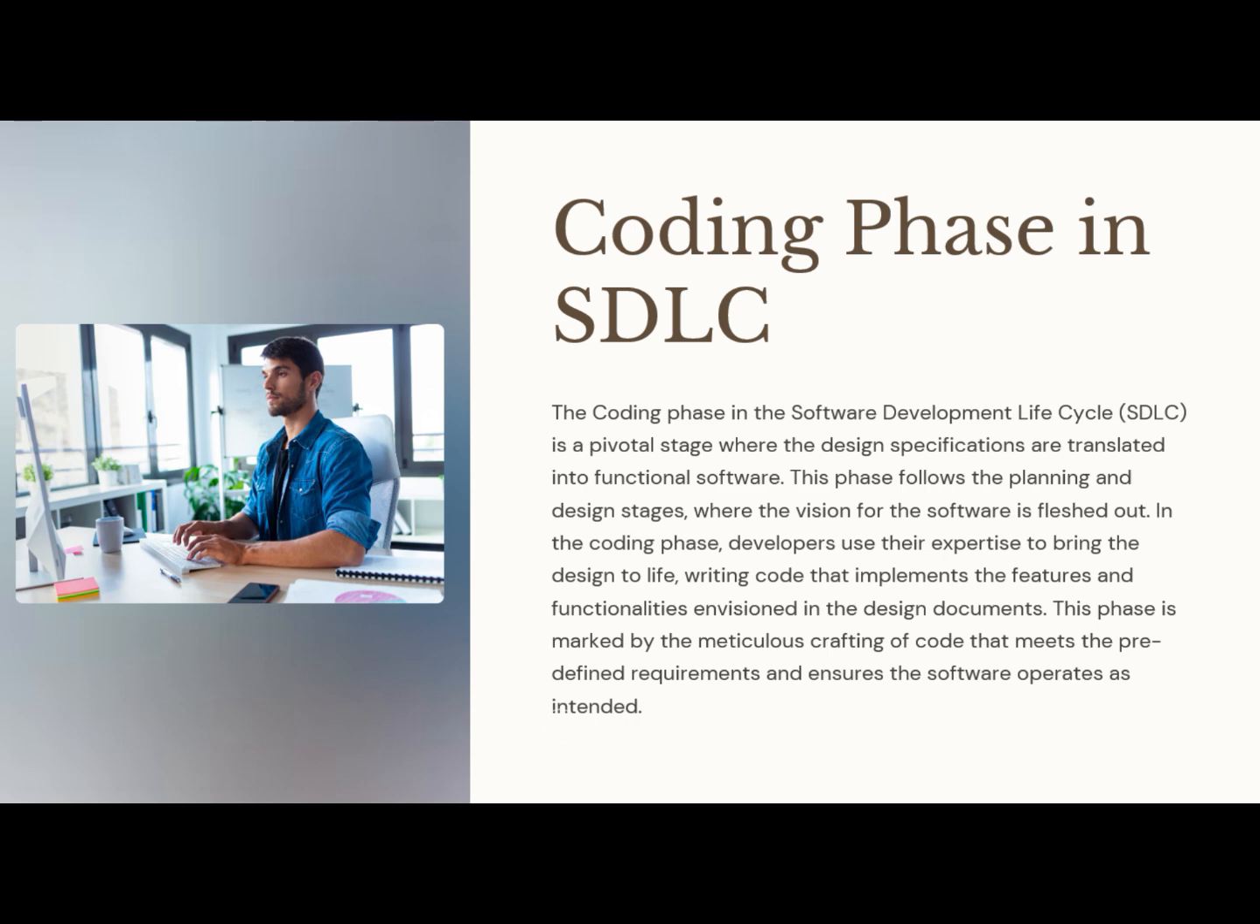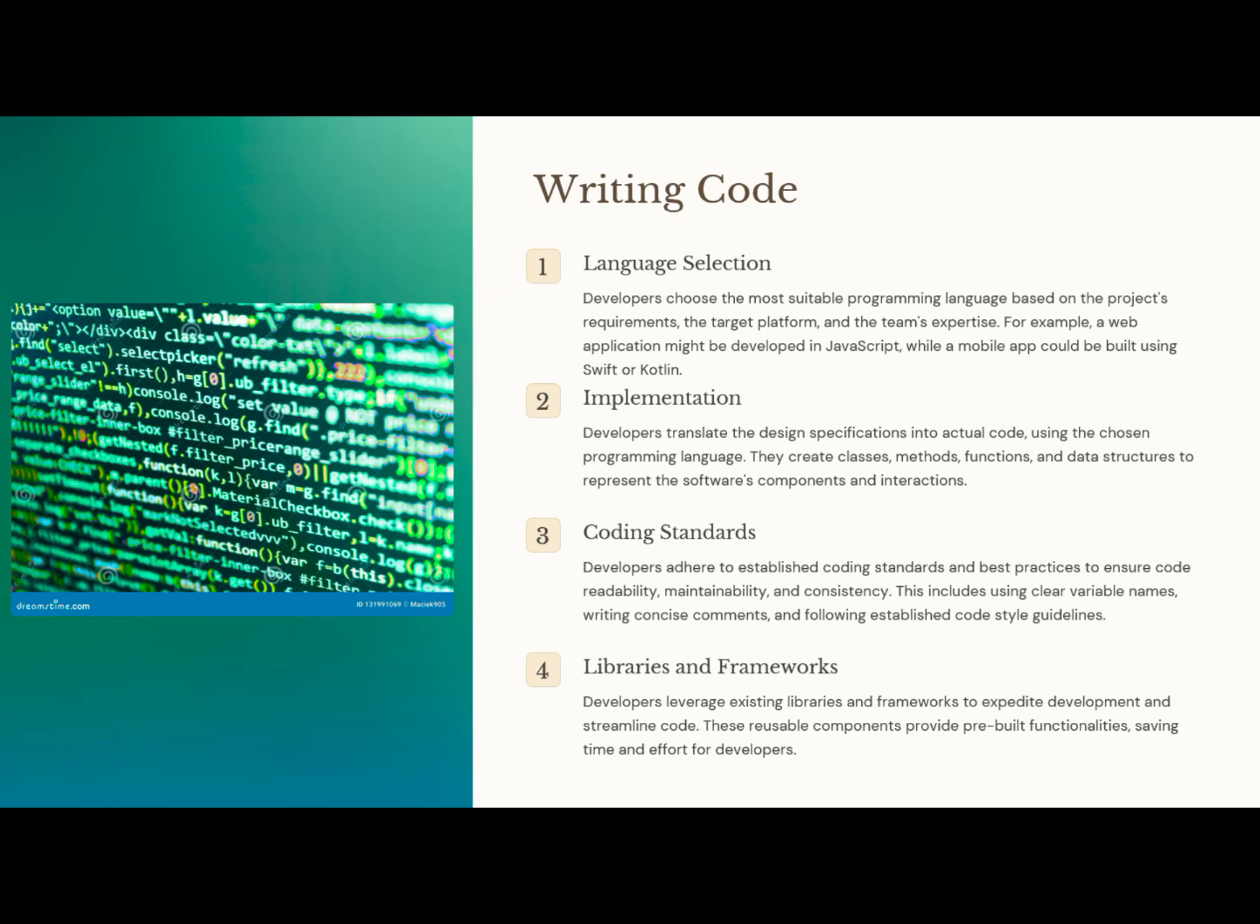Let's get started. The coding phase in the software development lifecycle is a pivotal stage where the design specifications are translated into functional software. This phase follows the planning and design stages where the vision for the software is fleshed out. In the coding phase, developers use their expertise to bring the design to life, writing code that implements the features and functionalities envisioned in the design documents. This phase is marked by meticulous crafting of code that meets the predefined requirements and ensures the software operates as intended. Let us start with writing code.